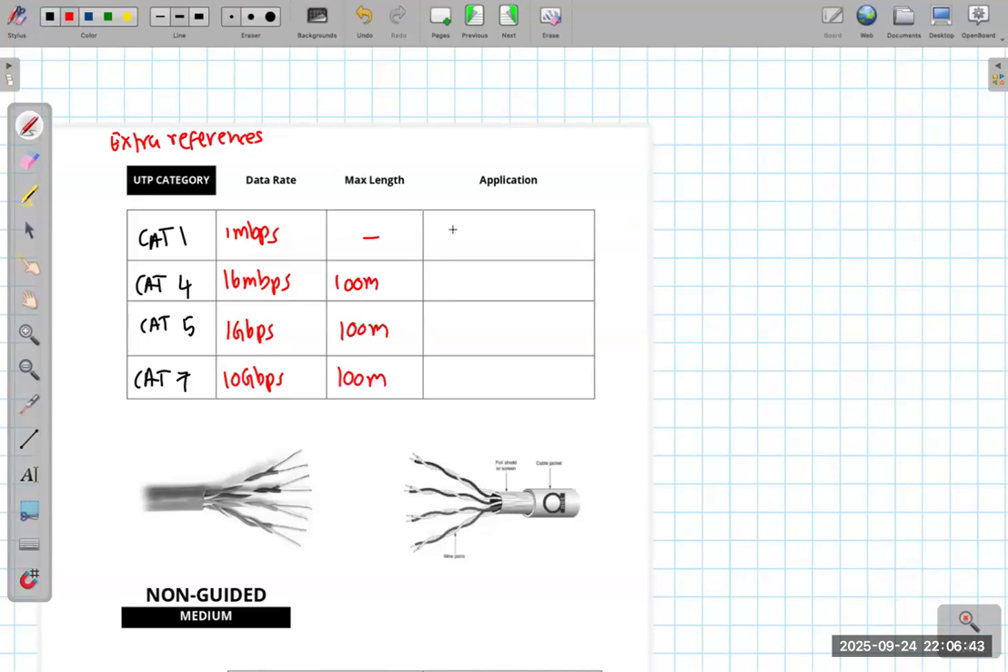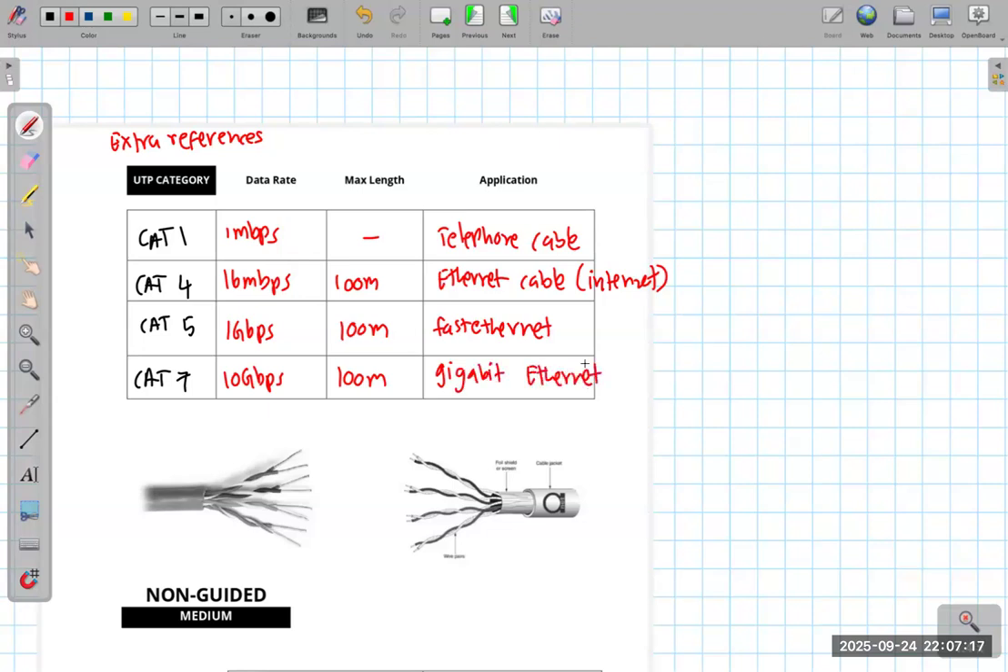Where they are used: Cat 1 is like small tiny telephone cables, and Cat 4 mostly for Ethernet, the internet cable. Cat 5 is Fast Ethernet, and Cat 7 is Gigabit Ethernet.